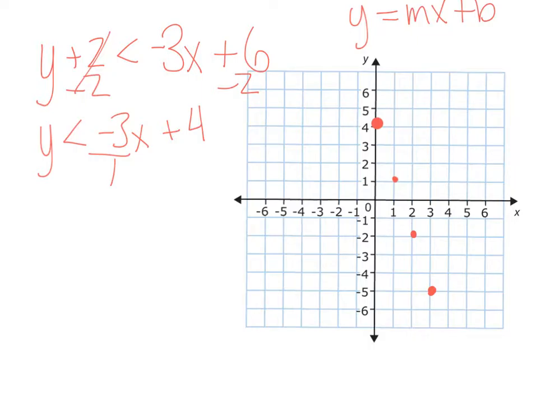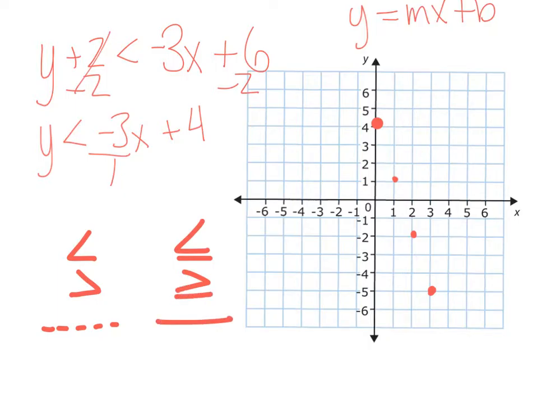So for inequalities, I have to determine if it's going to be a dashed or a solid line. And we can tell by looking at the inequality. So the inequality is a less than symbol. It doesn't have an equal sign under it. So that means this will be a dashed line. Anytime we have a less than or a greater than symbol, our line is going to be dashed, like that. If we have a less than or equal to or greater than or equal to, that's when we have a solid line.